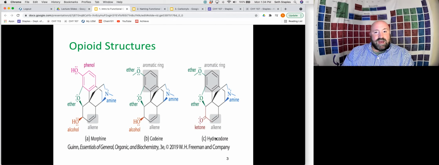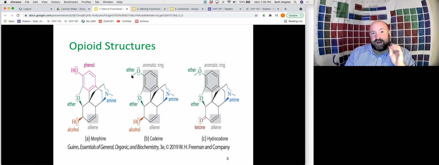Then the difference between codeine and hydrocodone. Codeine and hydrocodone are identical with the exception that the alcohol group on codeine is what we call a ketone on hydrocodone. Very, very similar structures, but they lead to different effects in the body and different levels of addictive capabilities as well. Really, the only difference is that instead of an H hanging off this oxygen, it's just another CH3 group. But that can lead to very different properties because that's a different functional group.